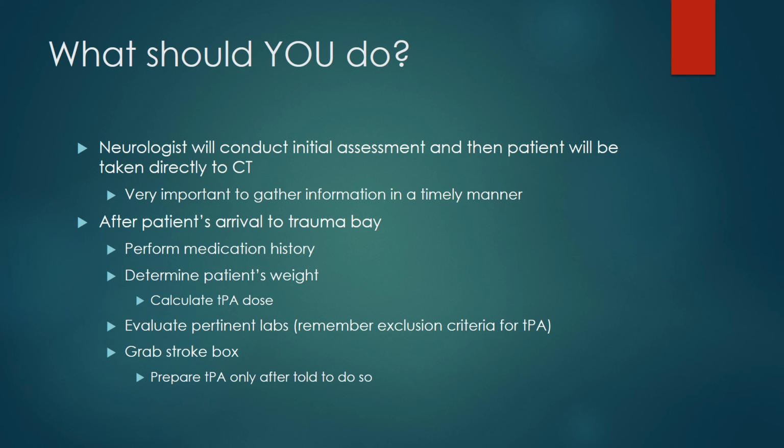Next, you're going to want to determine a patient's weight, and that's going to be used to calculate a TPA dose. You're then going to want to evaluate pertinent labs. If you want to remember back to the exclusion criteria for TPA, that's a low glucose less than 50, platelets less than 100K, and an elevated INR of 1.7 are really the ones that come to mind when you want to evaluate pertinent labs, and you may want to remind providers to order these labs so we can get them back in a timely manner. Once all of that comes together and the patient's a good candidate for TPA, you're going to want to grab the stroke box and then wait until you get the okay to prepare TPA, since it's an expensive medication.